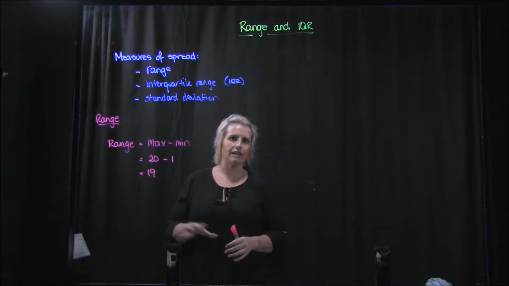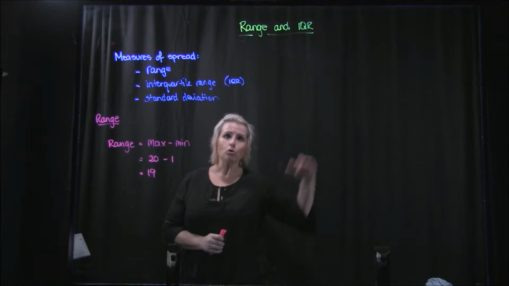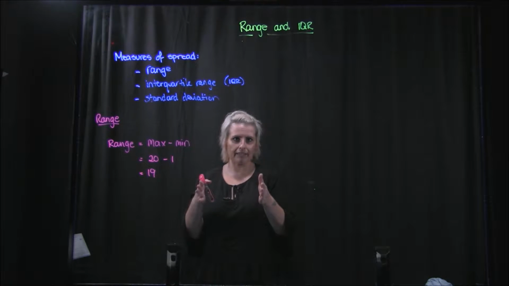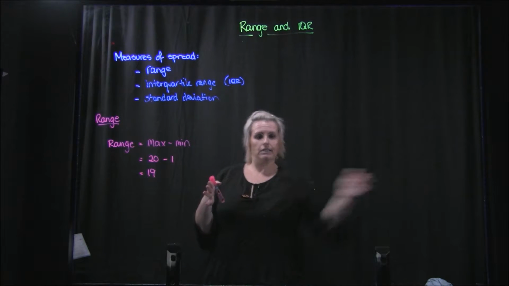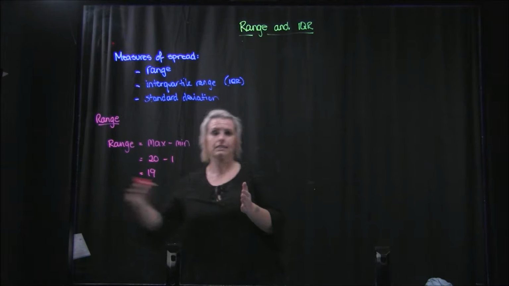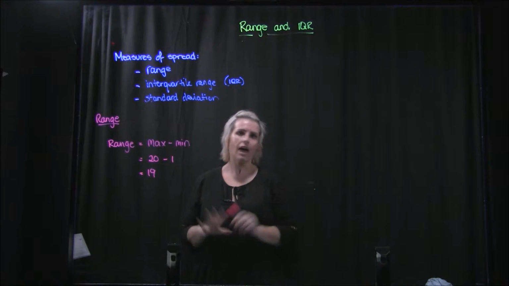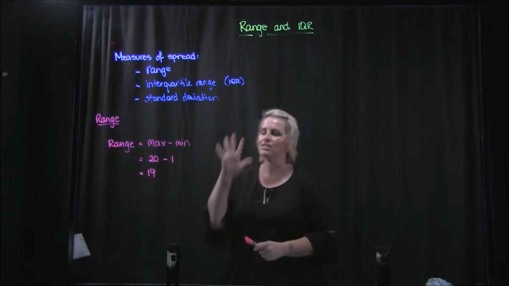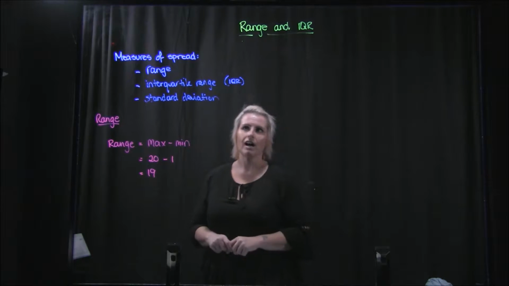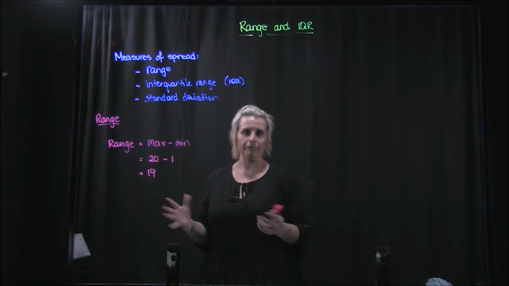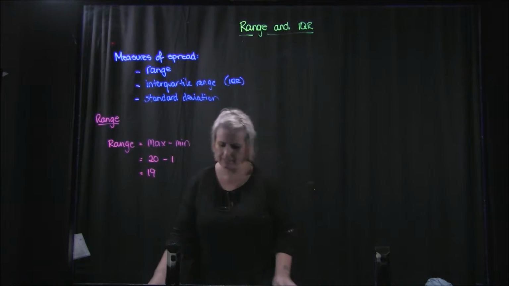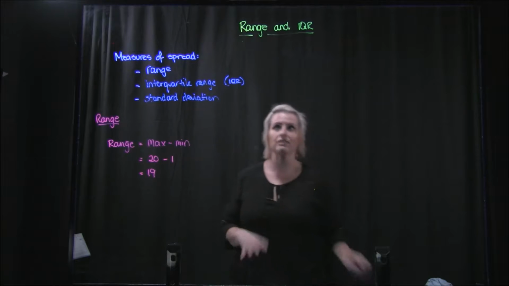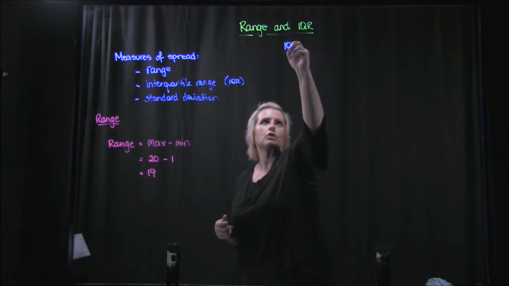Now the problem with this is that you're subtracting one value from the other. If you have an outlier, and it only takes one really high or really low, it takes a data set from being like this to like this. It basically increases the range exponentially. It's ridiculous. So if you have outliers, range is really not a good measure of spread. In that case, or if you want a little more detail, you can look at interquartile range.